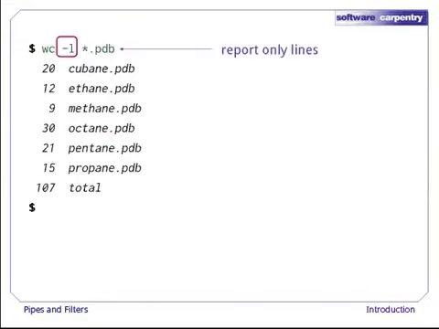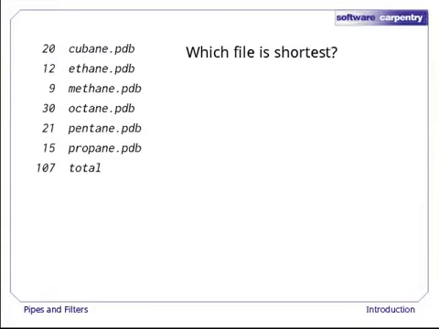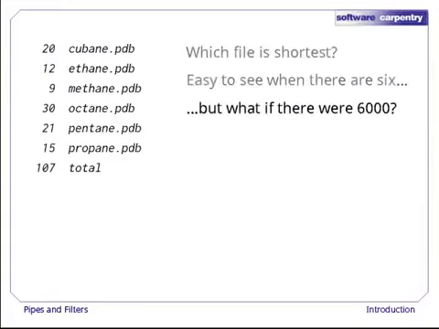If we run wc -l instead, our output shows only the number of lines per file. We can use -w to get only the number of words, or -c to get only the number of characters. Now, which of these files is shortest? It's an easy question to answer when there are only 6 files, but what if there were 6,000? That's the kind of job we want a computer to do.